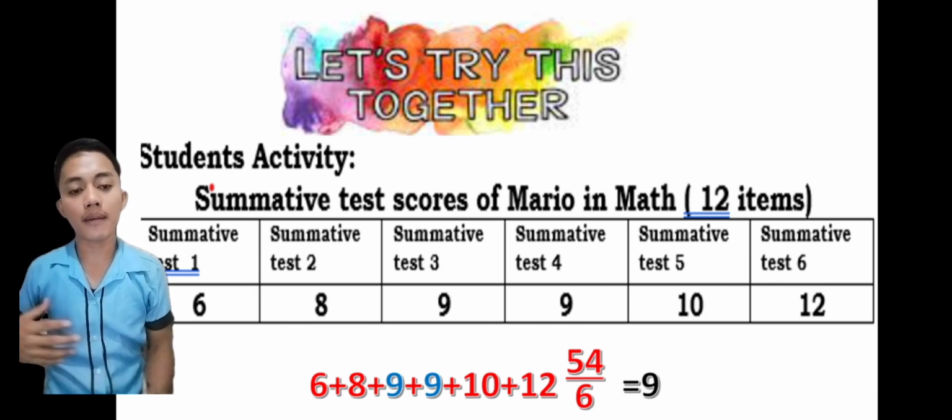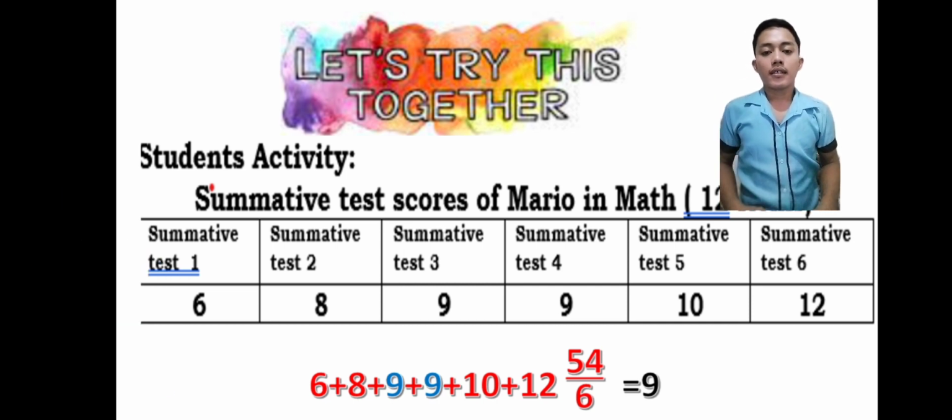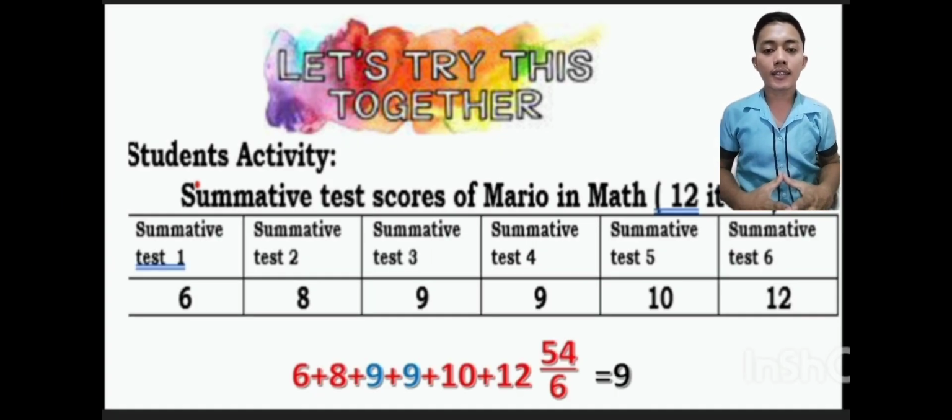Same process, sum up and divide by the number of items in the data set. So, we have here 6. That is our data set. You can add all together. So, 6 plus 8 plus 9 plus 9 plus 10 plus 12. So, the result is 54. You can divide it by the size of the data set, which is 6. So, the result is 9.